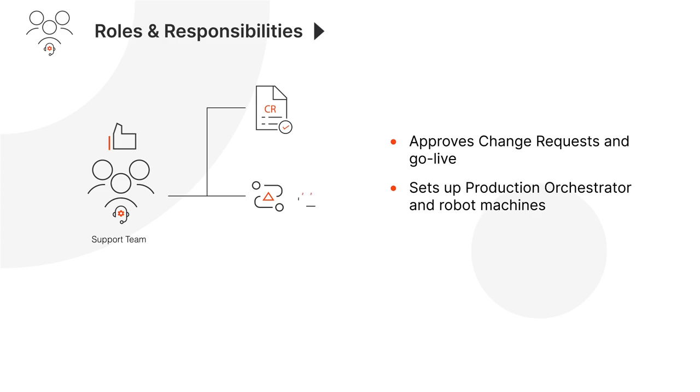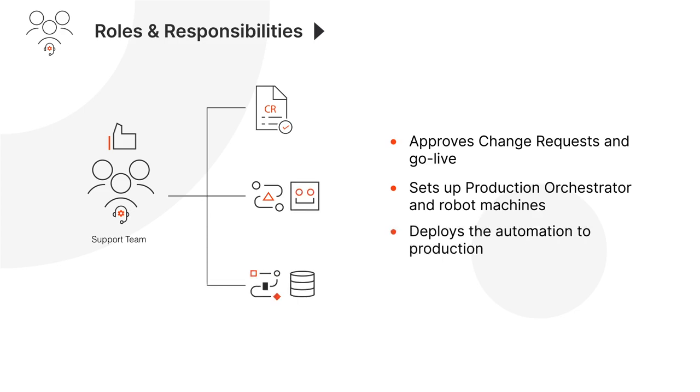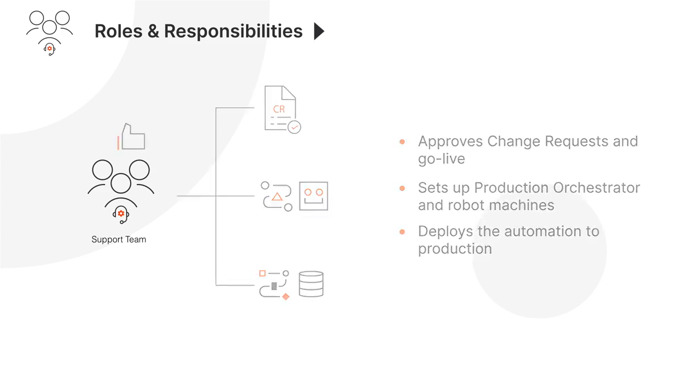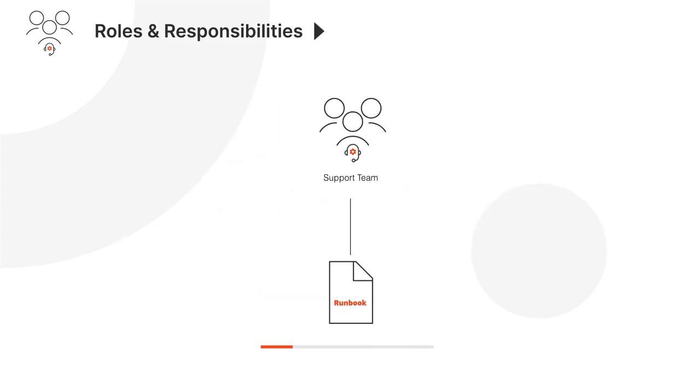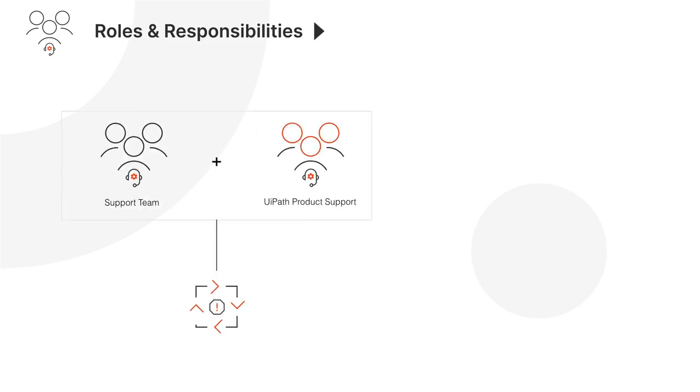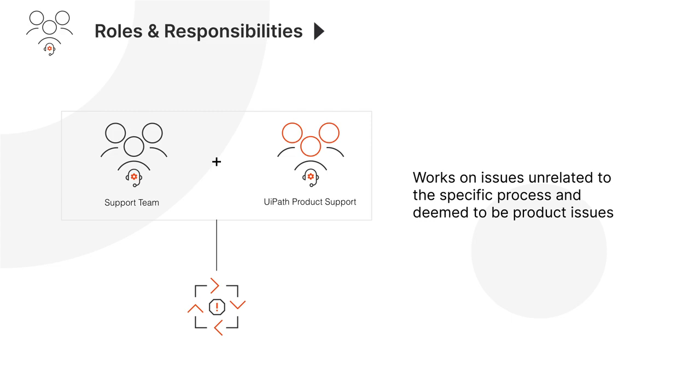As best practice, the support team approves change requests and go live, sets up production orchestrator and robot machines, and deploys the automation to production in collaboration with the implementation team. Additionally, the support team must maintain the automation documentation by updating the runbook. Lastly, the support team works with UiPath product support on issues unrelated to the specific process and deemed to be product issues.